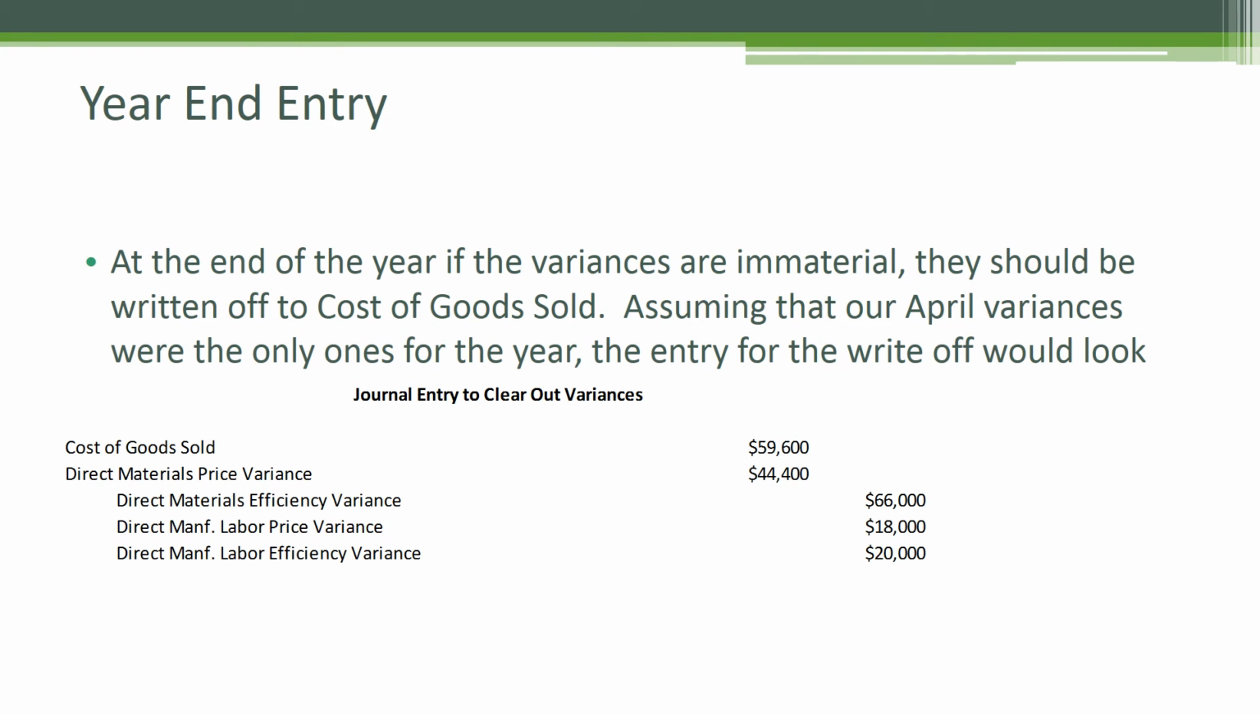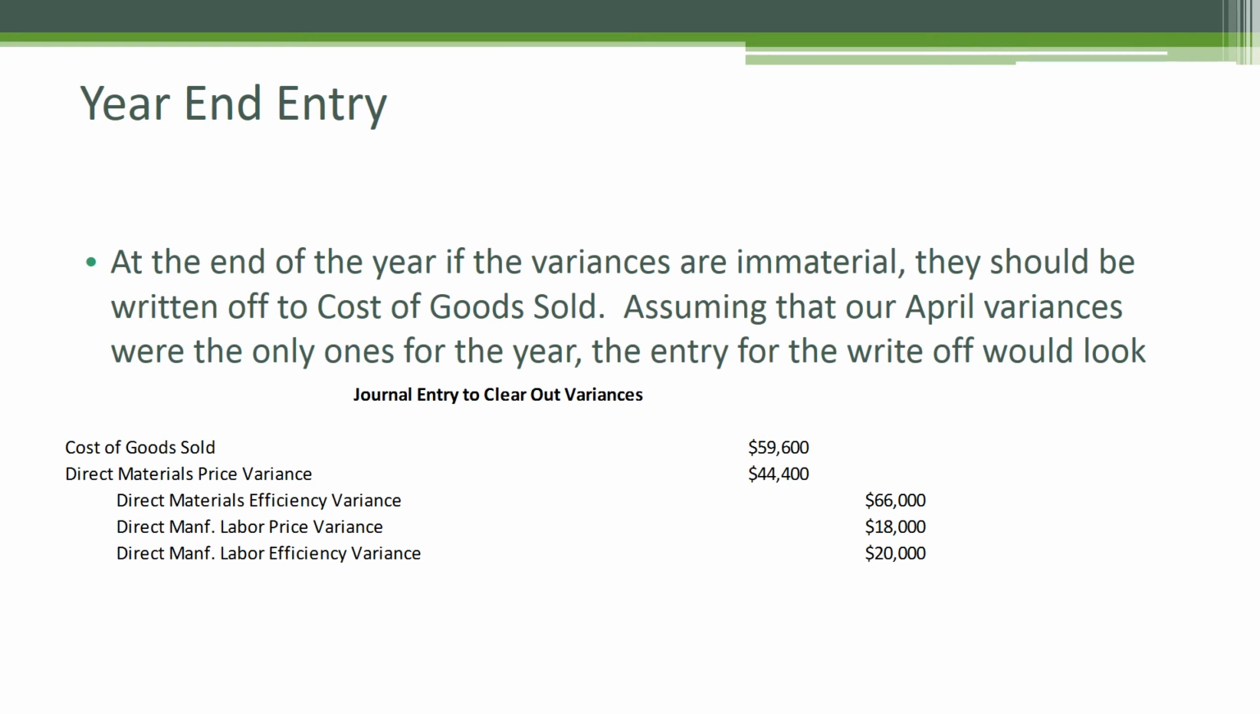Now let's look at the year-end entry. At the end of the year, if the variances are immaterial, they should all be gathered up and written off to cost of goods sold. Below, we have made an entry assuming that our April variances were the only ones for the entire year.